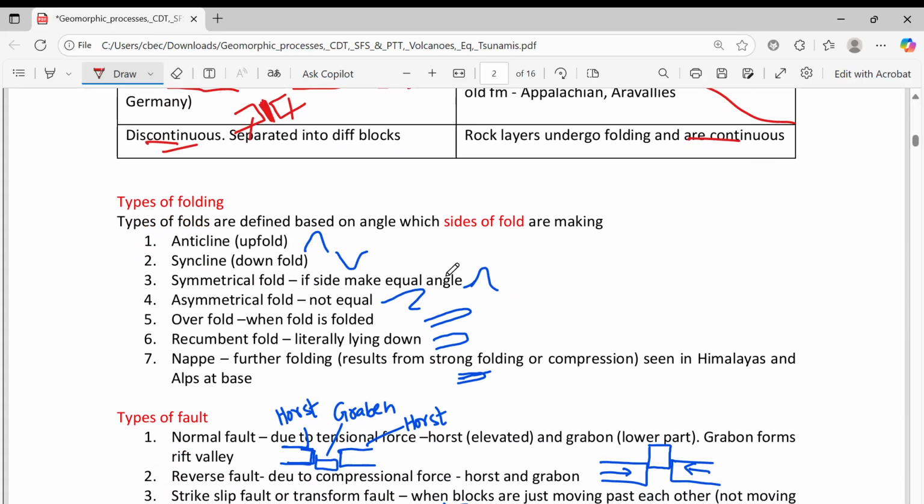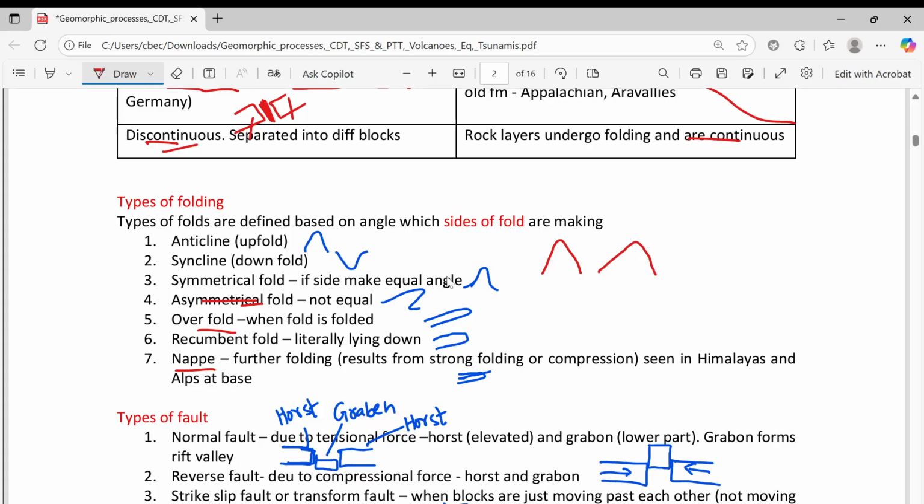So here, folding types, remember: anticline means upward, like this. Syncline means downward. Symmetric means both sides are equal. Asymmetric means one side slope will be high, one side will be low, not equal on either side. Overfold means it goes for somewhat more folding. Recumbent means almost it will lie down, almost that much bending. And nappe means there is complete bending, and another mountain keeps merging, coming and merging.